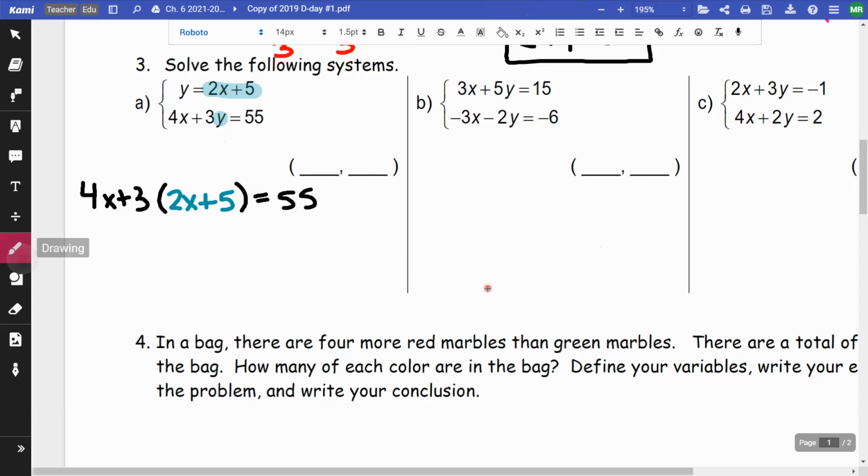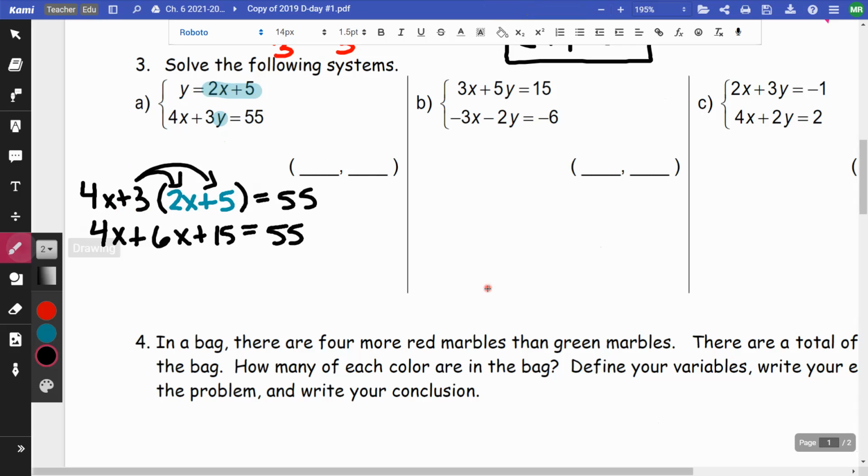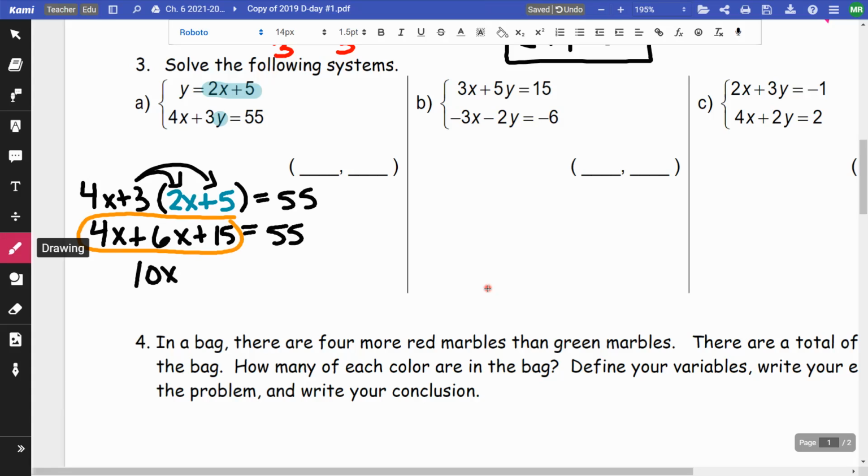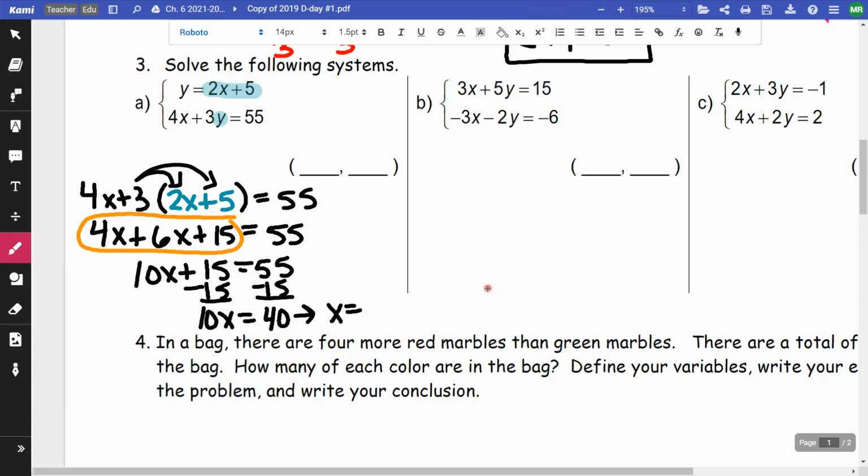Now I'm going to work that out. So I'm going to have a 4x plus, and here my 3 is going to distribute to both of these, and I get a 6x plus 15 is equal to 55. I am going to clean up what is on this side of the equal. When I do, I am going to get a 10x plus 15 is equal to 55. I'm going to minus 15 from both sides. I get 10x is equal to 40. When I divide by 10, I get a 4. So I get 4 comma something.